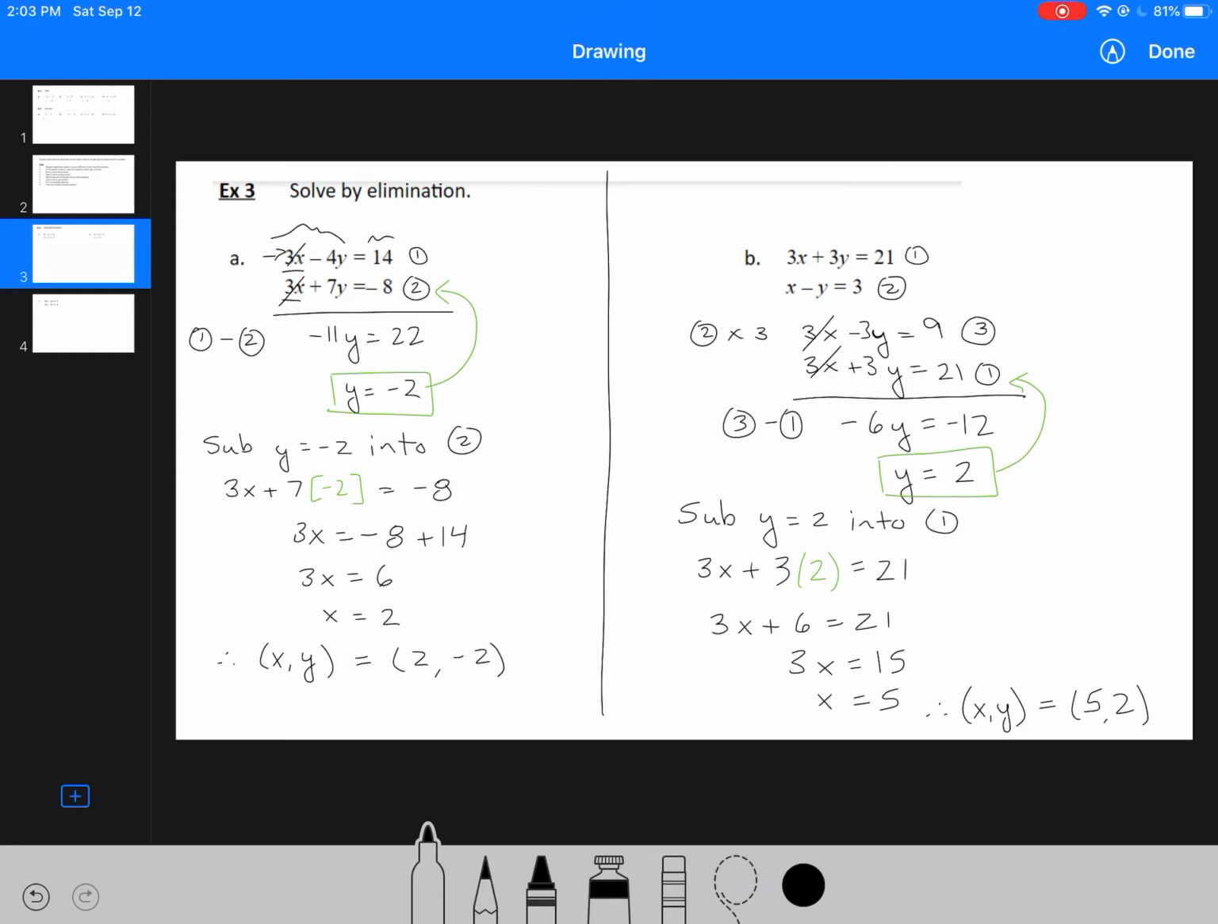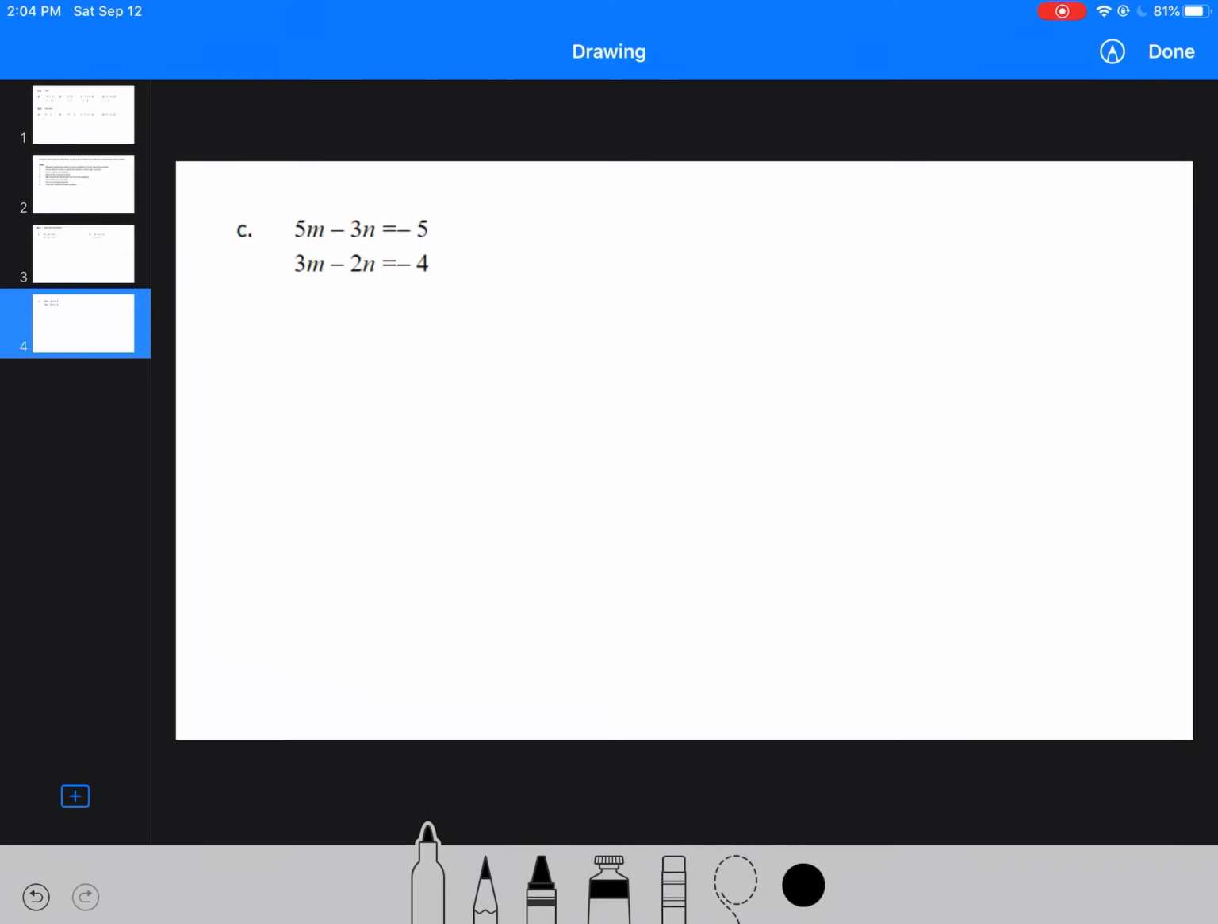Again, I can check that in my, let's go all the way back right up here to my second equation. On the left side, I've got x minus y, 5 minus 2, which is 3, which matches my right-hand side. So I know that my solutions are correct here. Let's do one more example.